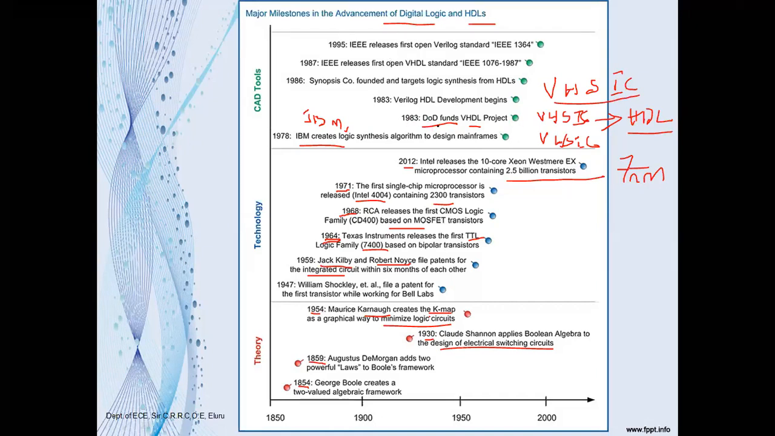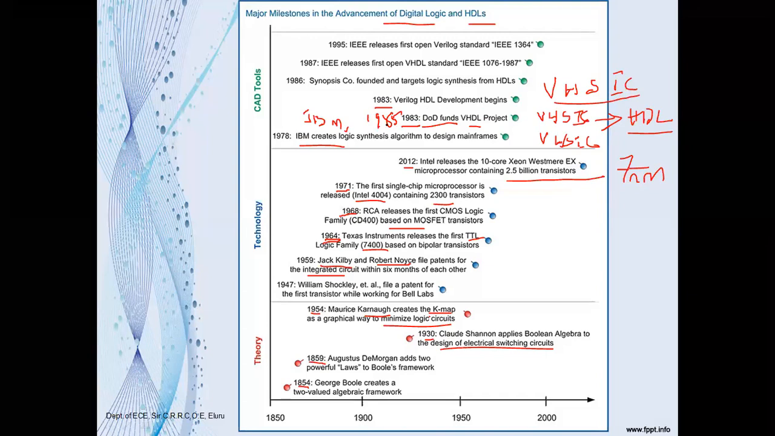The standard hardware description language was initiated in the year 1983 by the DoD under the very high speed integrated circuit program. The three companies worked on that very high speed integrated circuit hardware description language. It was initiated in 1983, and the first version of the language, called VHDL, was released in the year 1985.